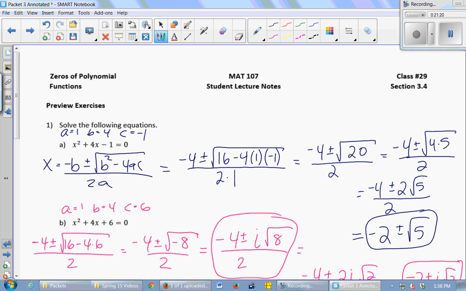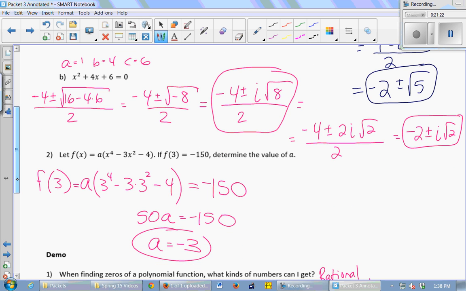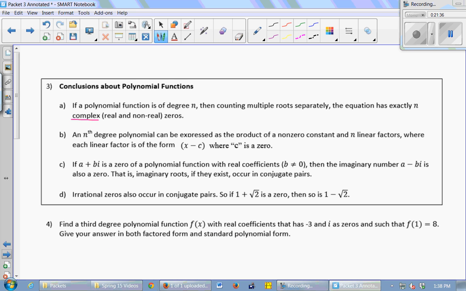When we solved that quadratic equal to 0, -2 plus i root 2 and -2 minus i root 2 both happened. And that's just a consequence of the plus or minus in the quadratic formula. Okay, so if you have one complex zero, you have another one. And it's called the conjugate. A plus bi and a minus bi are called complex conjugates. And they always occur in pairs.